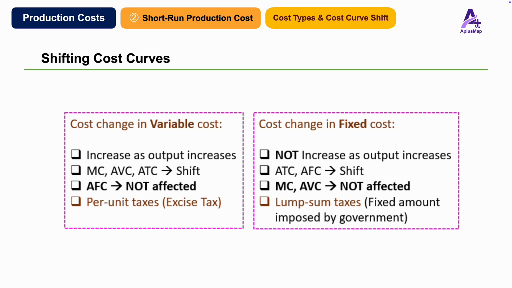It really is. A common AP example here is a lump sum tax. This is just a fixed fee the government charges a business, regardless of output. Like a one-time business registration fee. Exactly. It increases total fixed costs, so it shifts AFC and ATC up. But because it's not tied to each unit produced, it leaves MC and AVC completely unchanged. Knowing which curves shift with which type of cost change is key. Definitely. Variable costs hit MC, AVC, ATC. Fixed costs only hit AFC and ATC.